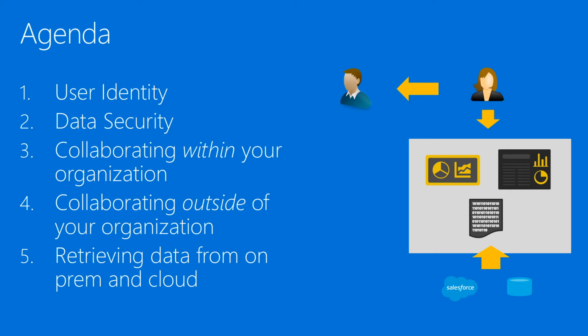The scarier yet is collaborating outside of your organization, right? And finally, how we handle and retrieve information from places outside of our box, right? How we grab information from on-premises and other cloud sources. So those are kind of the 5 pieces we'll talk through. My animations are still in 1, 2, 3, 4, 5. So those are the 5 things I promise we'll cover.